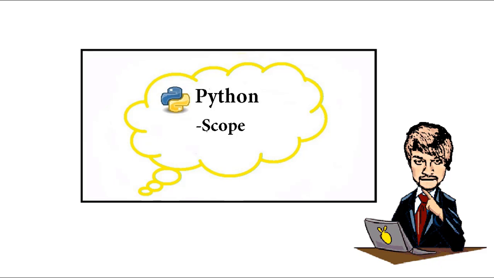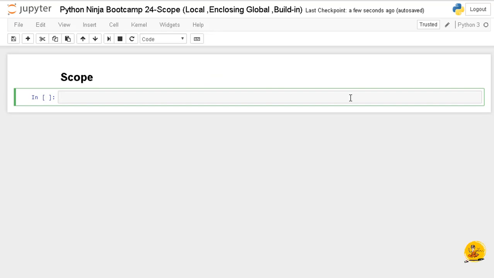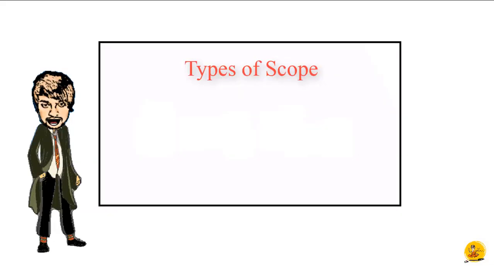In this lecture, we will learn about scope. Let's get started. A scope refers to the place from where you can access a variable. Let's go ahead and see the types of scopes available in Python.